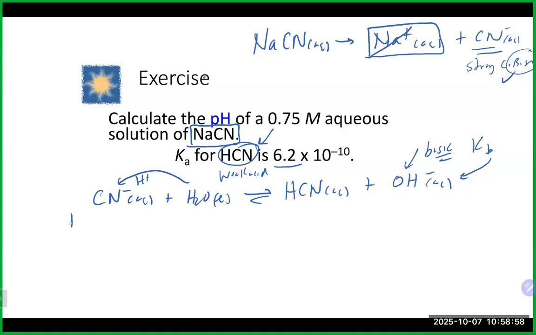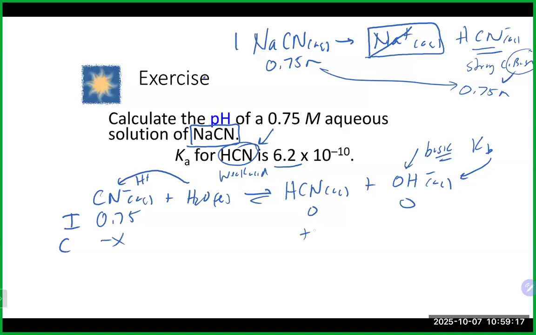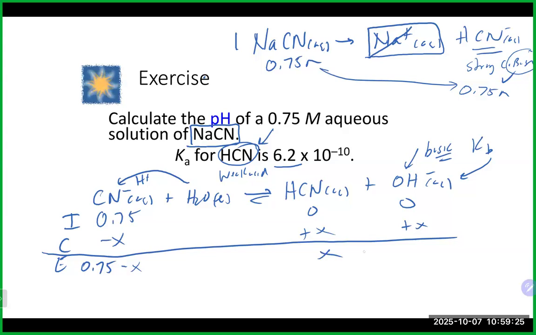So we'll do our ICE table here first. That's going to be our 0.75, 0 and 0. Once again, it is a 1-to-1 relationship, so the concentration of that is the same. Change here: minus x, plus x, plus x, which means at equilibrium 0.75 minus x, x, and x. Any questions on the table there? This is going to go into our Kb expression that we need.